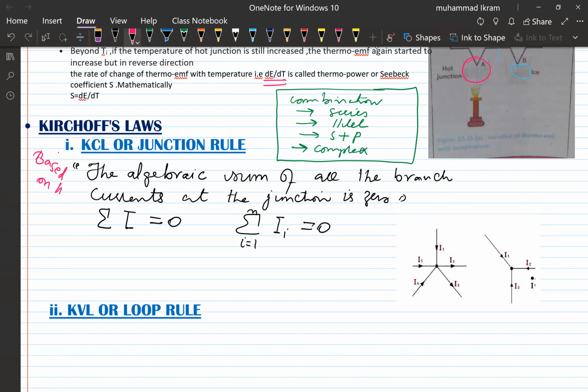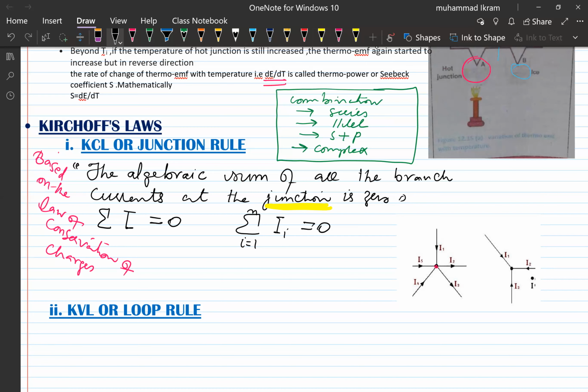Based on the law of conservation of charges, that charges are neither created nor destroyed. So junction, now what do we mean by the term junction here? Junction is the point where two or more conducting wires meet within the circuit.